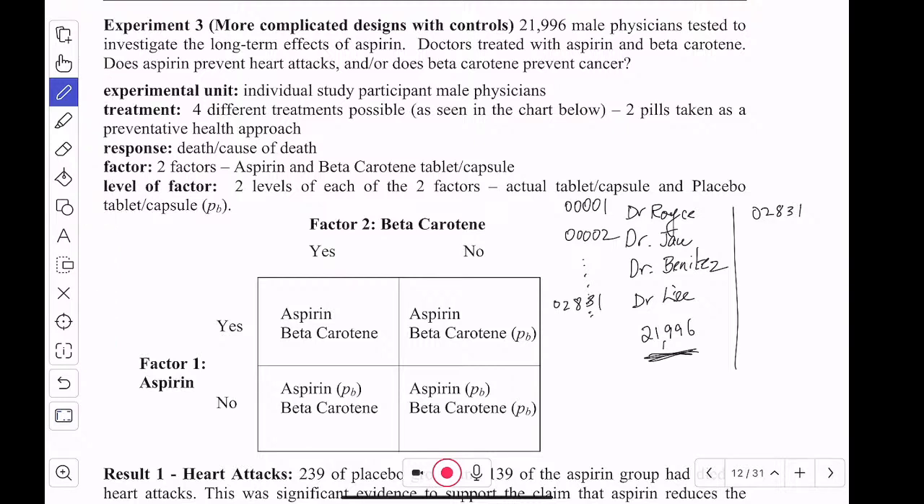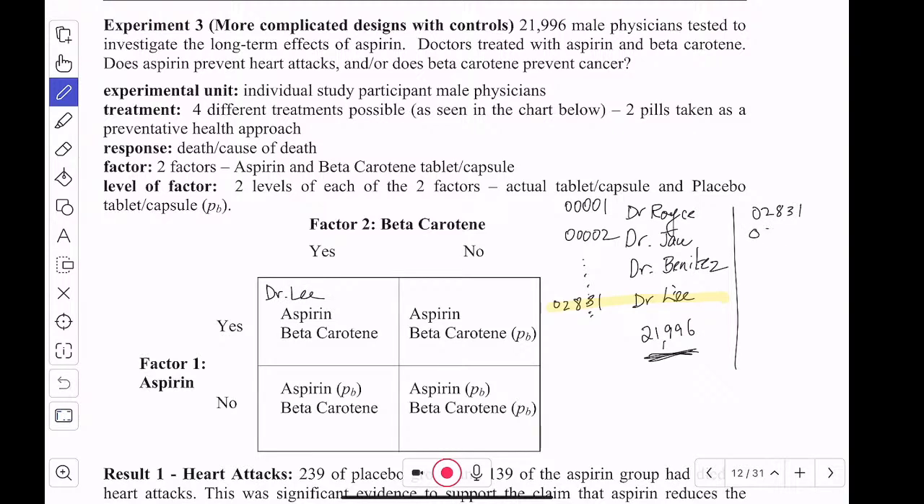Well, actually, as I mentioned before, they're all going to participate in this study. It's a matter of which treatment group they're going to go to. So Dr. Lee would be assigned to treatment 1. That would be this group.